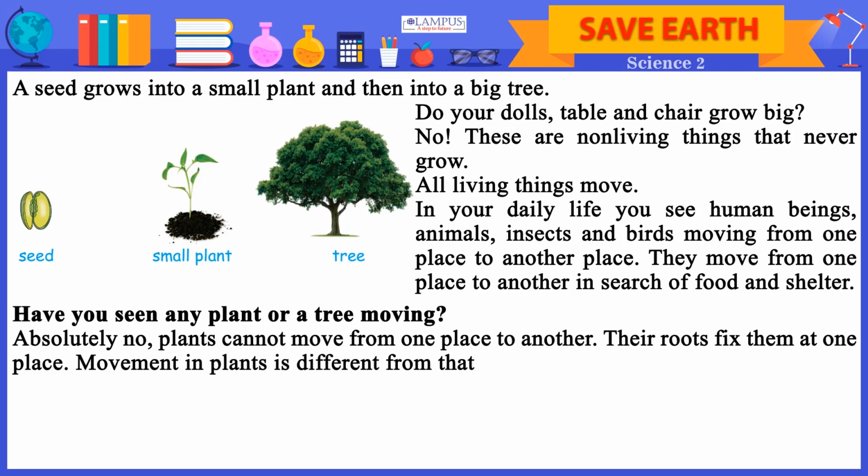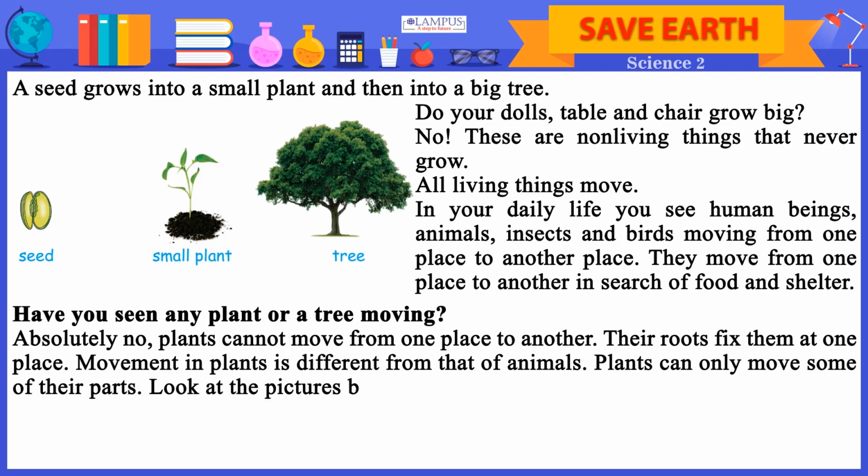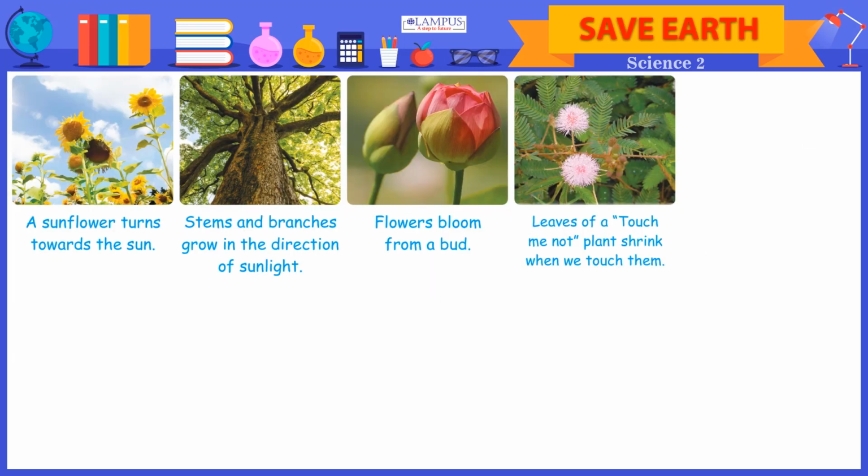Movement in plants is different from that of animals. Plants can only move some of their parts. Look at the pictures below to know about movement in plants. A sunflower turns towards the sun. Stems and branches grow in the direction of sunlight. Flowers bloom from a bud. Leaves of a touch-me-not plant shrink when we touch them.